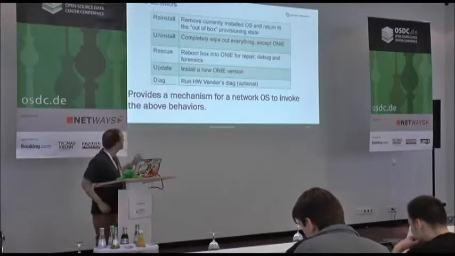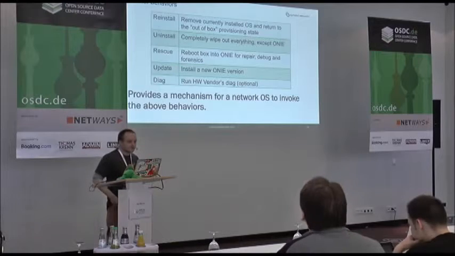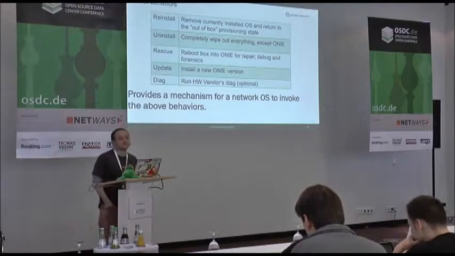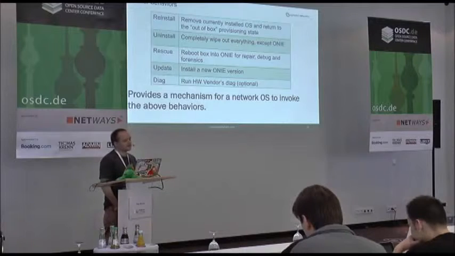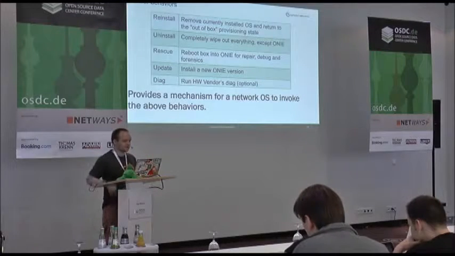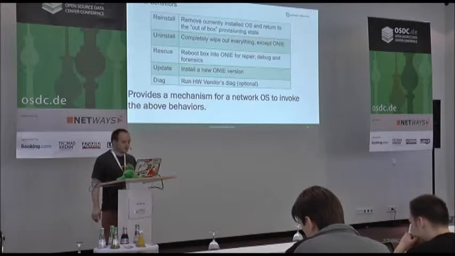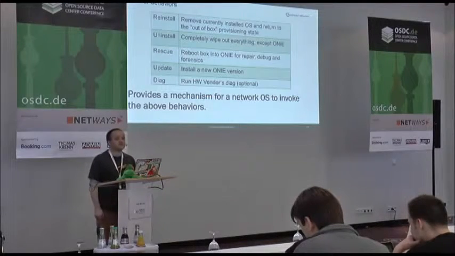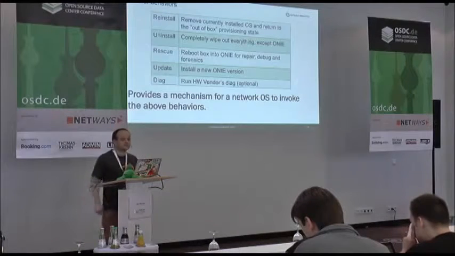So these are the different behaviors that Oni provides. So we have a reinstall state, which is the one that I was running manually, and that allows you to remove the current OS, and it'll go back to kind of a new out-of-the-box state. We can uninstall, where we take the operating system off the flash. We can do a rescue, where it will just do the repair and debug. We do an update, where you can use that to install a new version of Oni onto the boot chip, and we have a diag function as well.